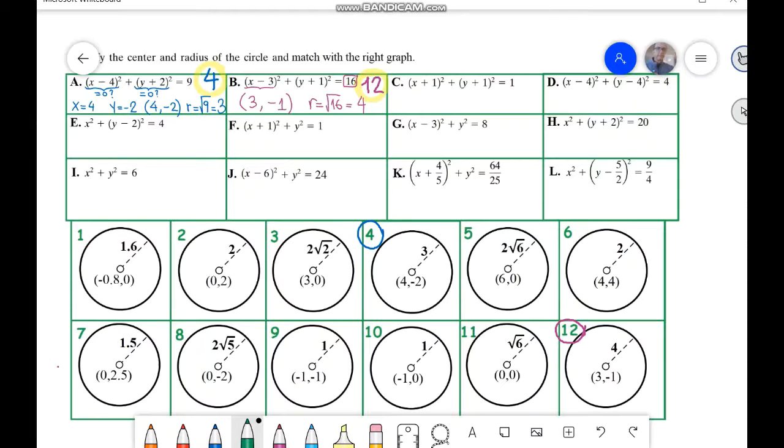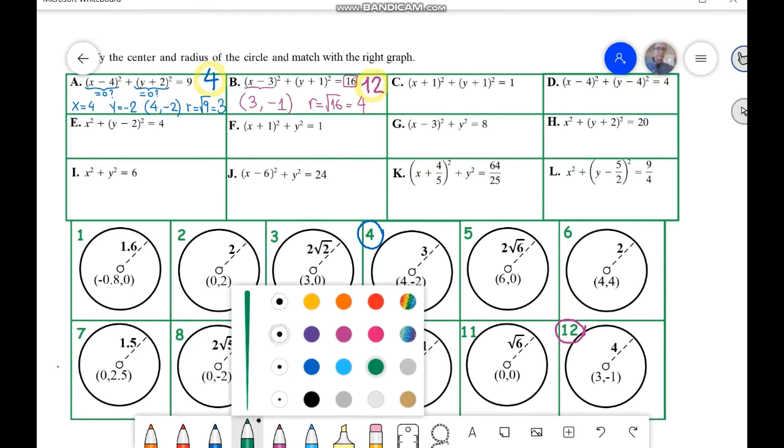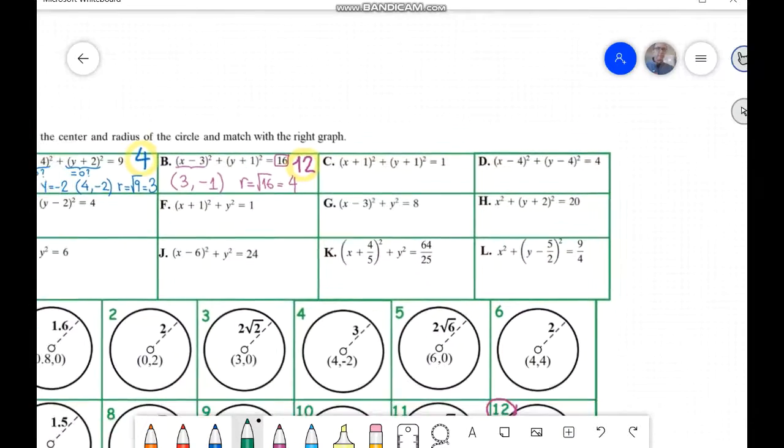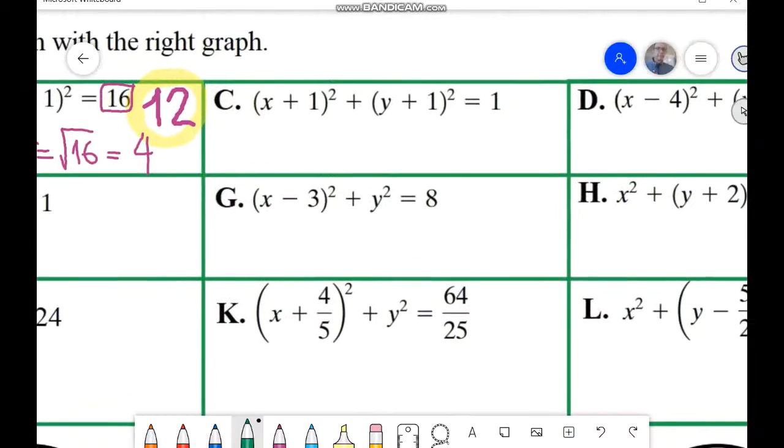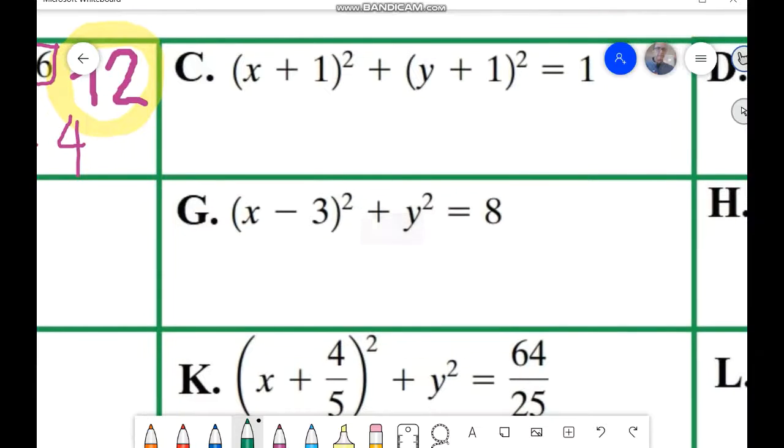Let me show the next one. Letter C. Same thinking. What is the number that makes x plus 1 equals 0? X equals negative 1, right? What is the number that makes y plus 1 equals 0? Y equals negative 1. So negative 1 and negative 1.